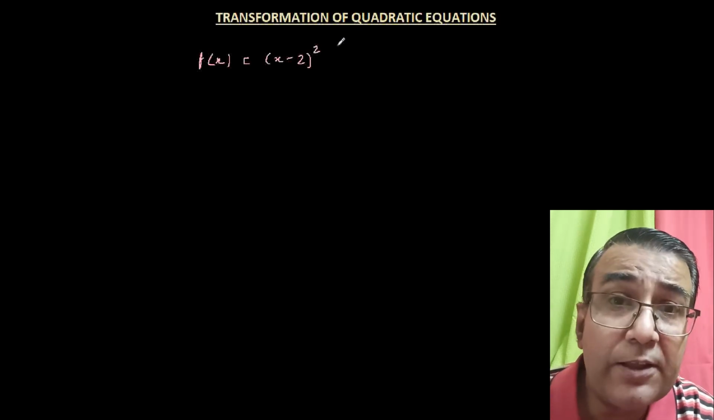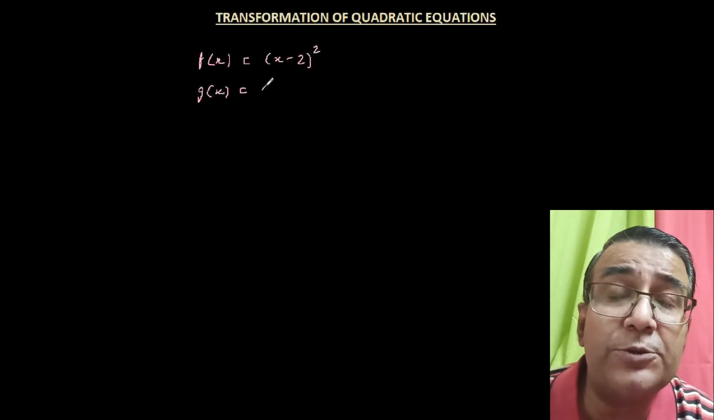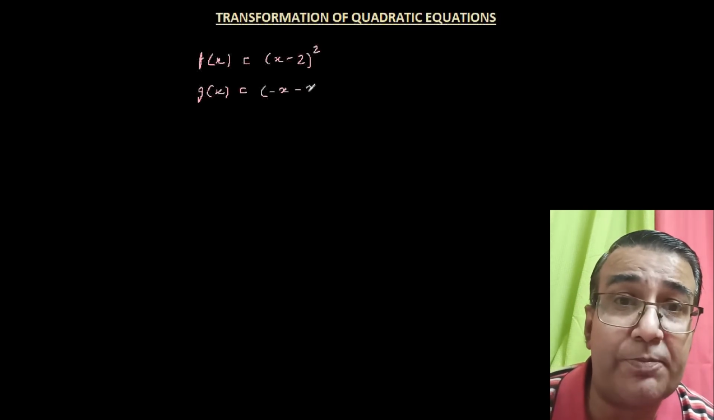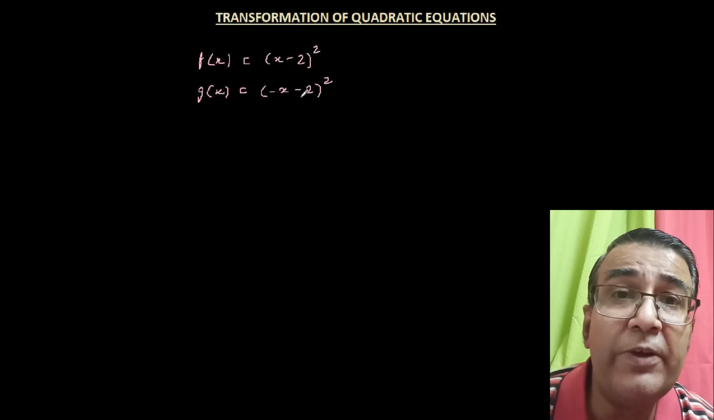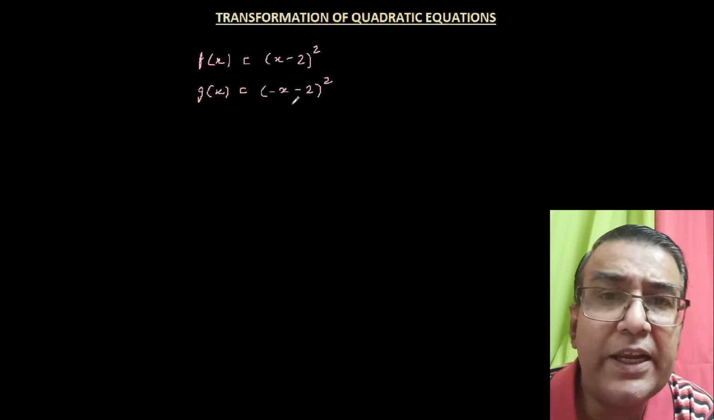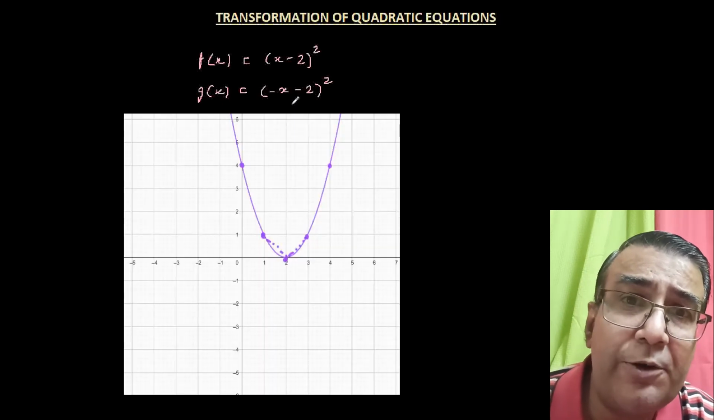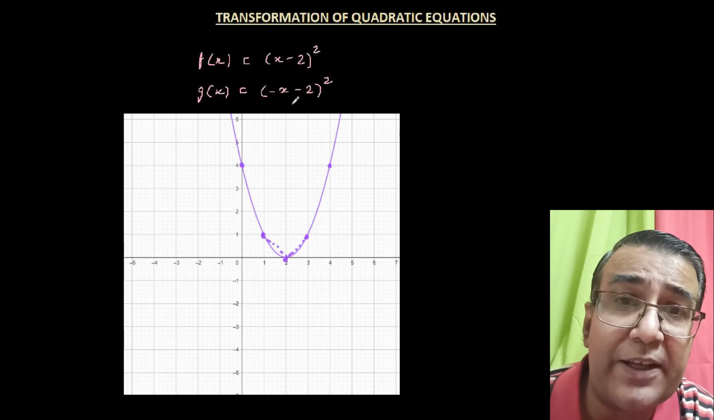Now let us take another function, which is g of x, which is not (x minus 2) whole squared, but it is (minus x minus 2) whole squared. So all we have done is we have added a negative sign in front of x. And if we were to mark the points, if we take x as 0, then 0 minus 2, the square of that is 4. So the point would be (0, 4).